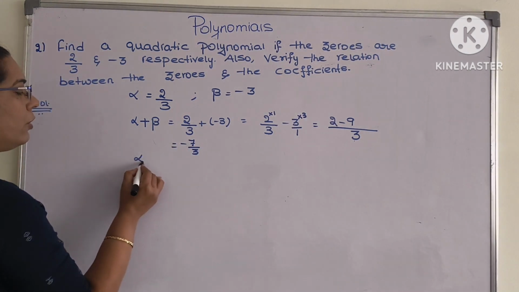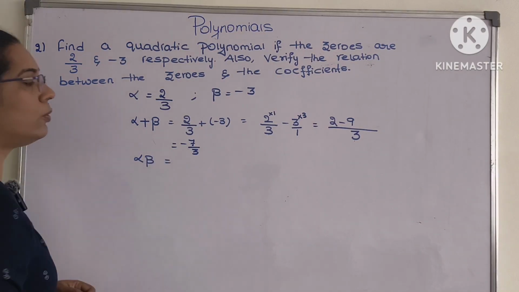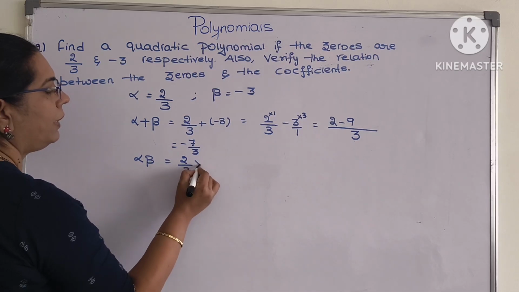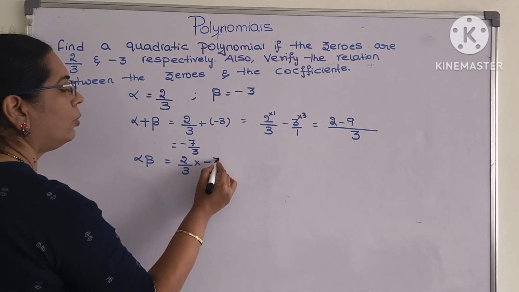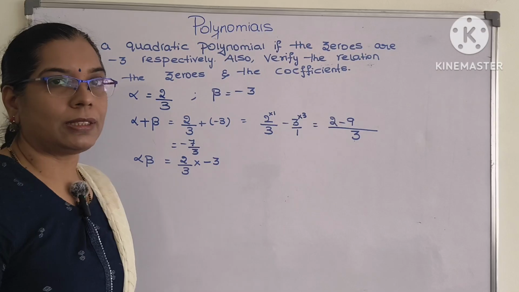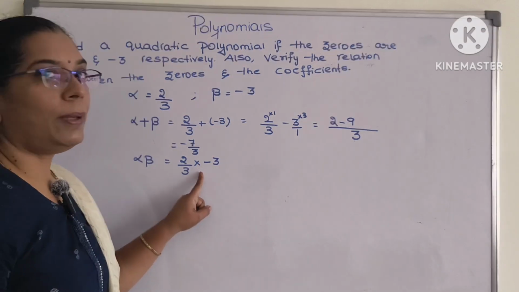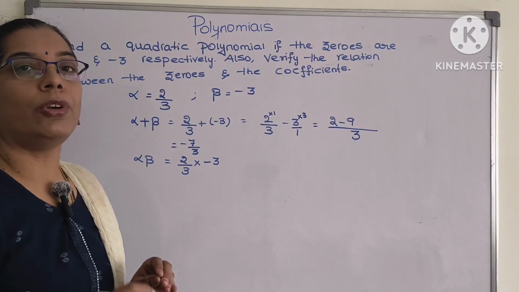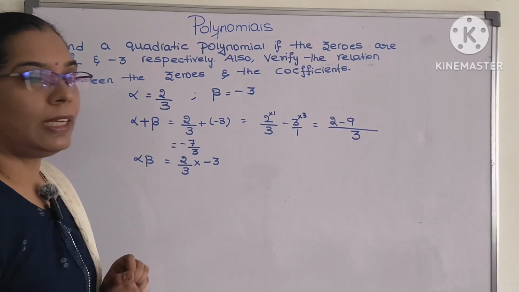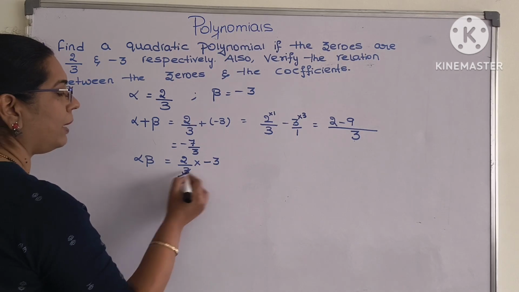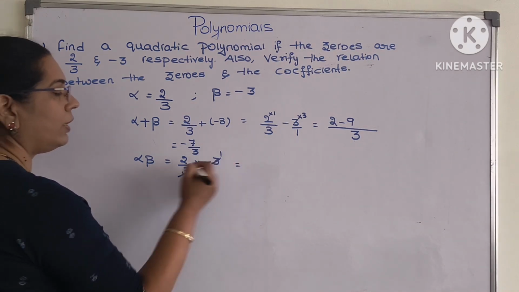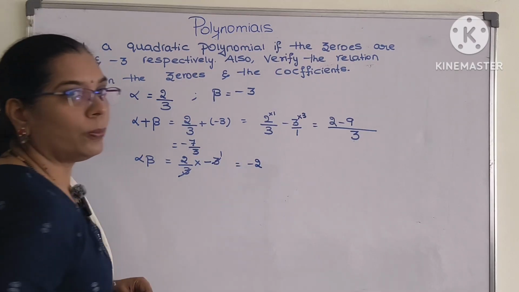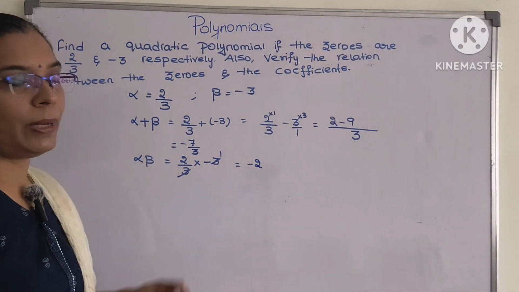Similarly, find the product of the zeros. The product of the zeros is 2 by 3 multiplied by minus 3. Remember children, in multiplication there will not be any LCM. First see if you can cancel the numerators and denominators. Yes, 3 and 3 can be cancelled. So I am left with 2 and minus 1. 2 into minus 1 will be minus 2. So the product of the zeros is minus 2.